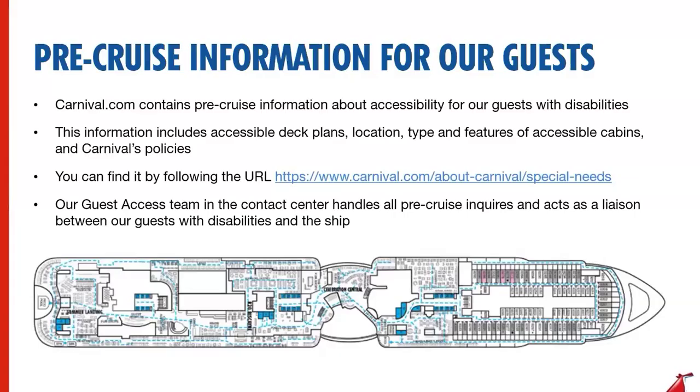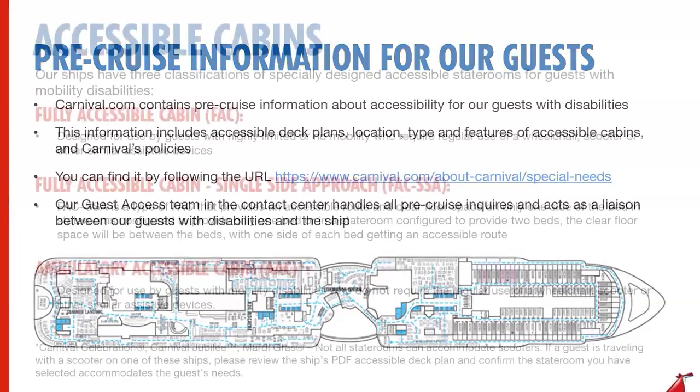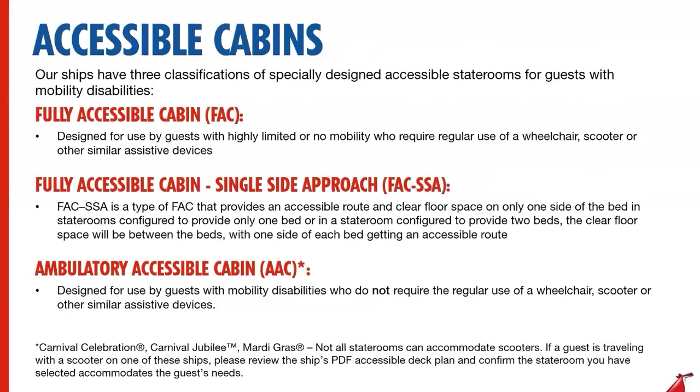Our ships have 3 classifications of specially designed accessible staterooms for guests with mobility disabilities. Our fully accessible cabin is designed for use by guests with highly limited or no mobility who require regular use of a wheelchair, scooter, or other similar assistive devices. This cabin contains accessible elements including turning space, accessible routes throughout the stateroom, and an accessible bathroom, and is reserved for mobility device users with limited or no mobility. Another available option is a single side approach cabin, which is designed for use by guests with highly limited or no mobility who require regular use of a wheelchair, scooter, or other similar assistive devices. This cabin provides an accessible route and clear floor space on only one side of the bed in a stateroom configured for 1 bed, and between the beds in a stateroom configured to provide 2 beds.